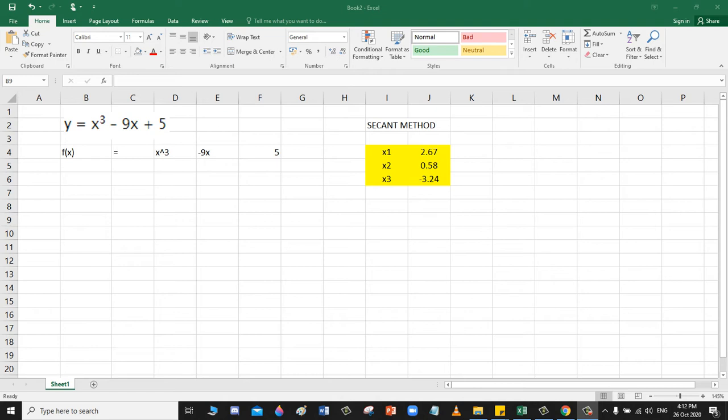Today I'll be discussing the secant method. So the shortcut version, how we can easily solve equations using the secant method by using the software MS Excel.